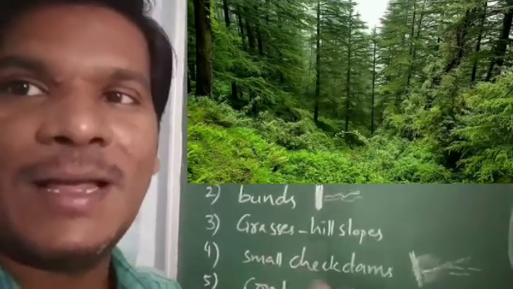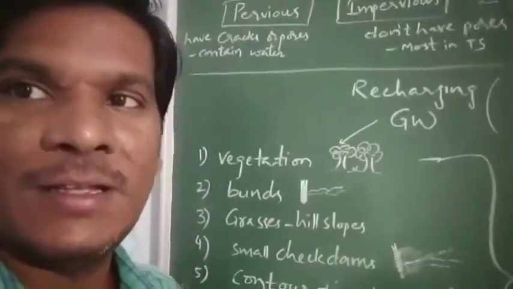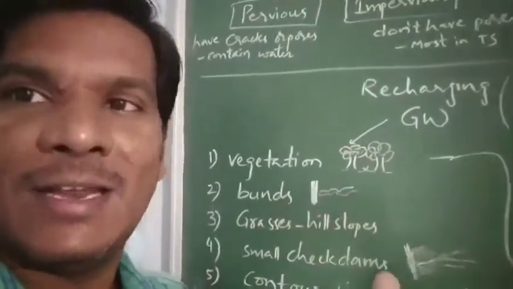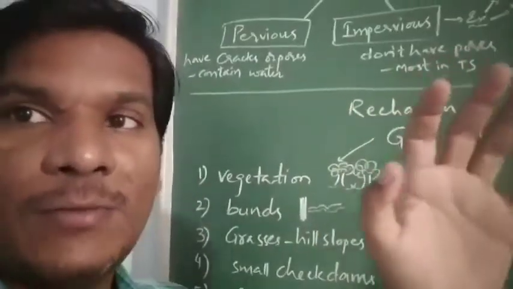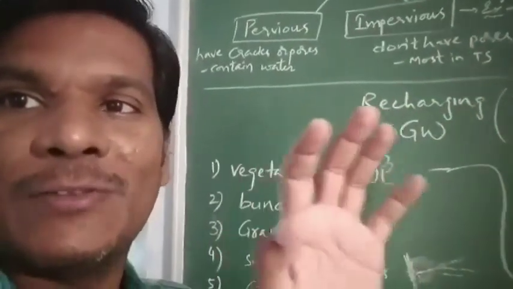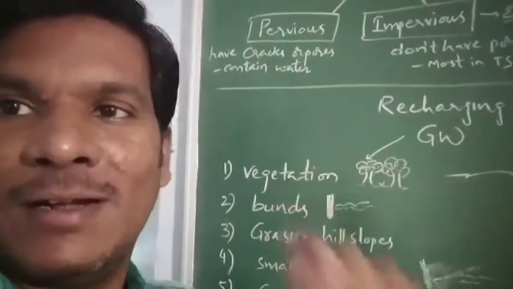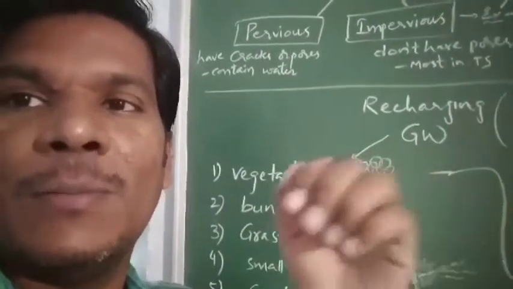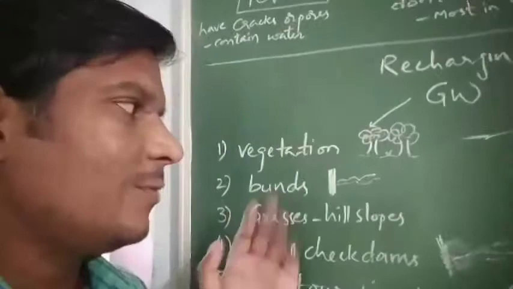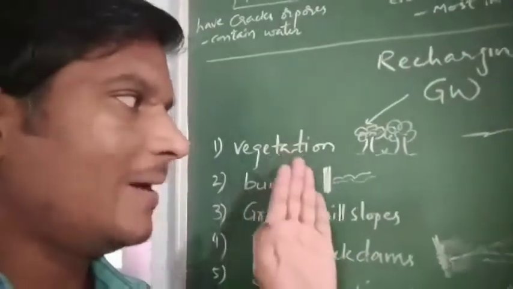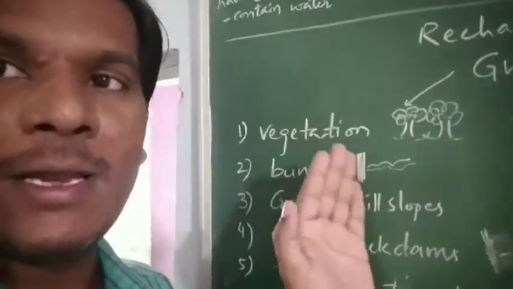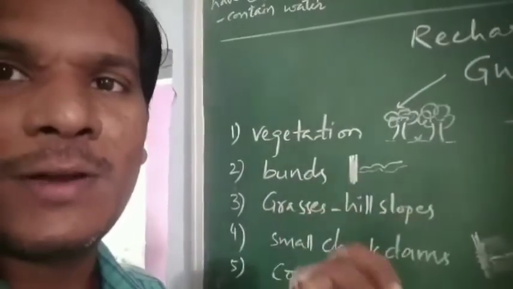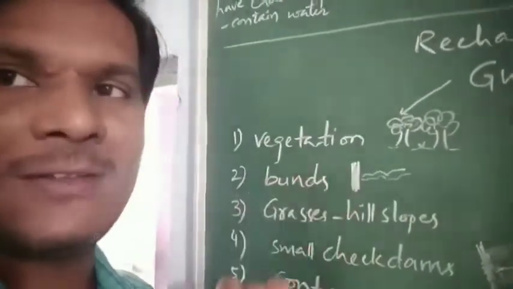Vegetation means plants, trees, and grass that we have to increase in our surroundings. With that, the water which is flowing speedily will be stopped by the forest or trees. After it slows down, it slowly percolates into the underground. Bunds we have to construct, small bunds, so we can store water right here in our area. With that, more percolation is possible.